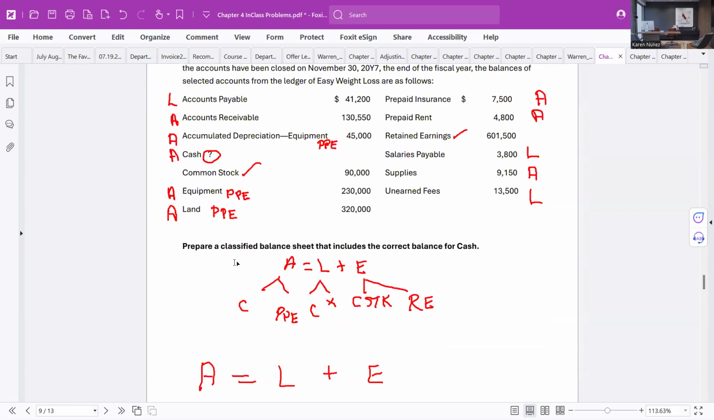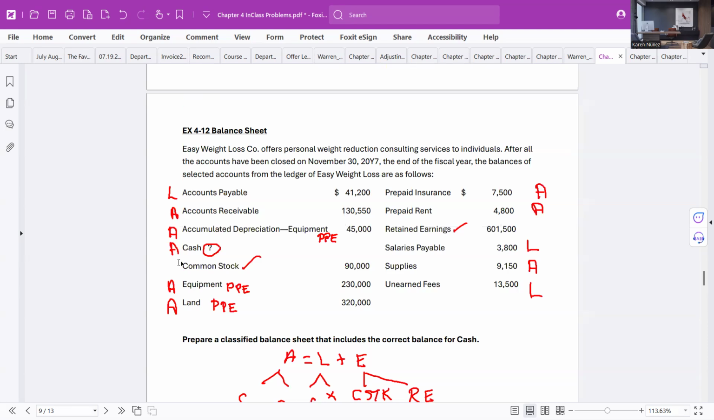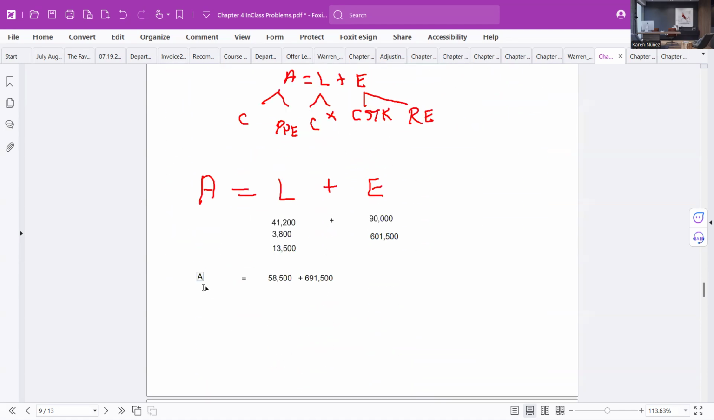So what we're saying here is the assets, right? All the assets that we have listed up here. Even though we don't know what cash is, we know that all the assets plus whatever cash is are going to have to equal the 58,500 plus the 691,500. So the assets plus the cash, whatever that is, are going to have to equal $750,000. Basic accounting equation, kind of like what we did in chapter one.